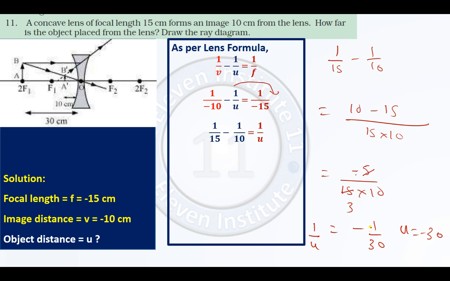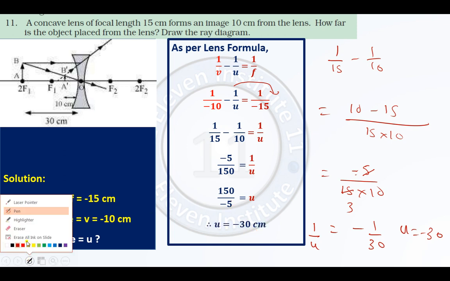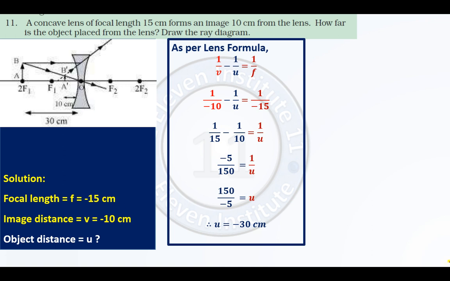That's it. So this is minus 5 upon 150. This 5 will cancel 30 times, but before that we will invert it, right? 1 upon u will become u and this will also be inverted. Our answer is minus 30 centimeters. I hope this is clear to you, right? So u is also negative, v is also negative.